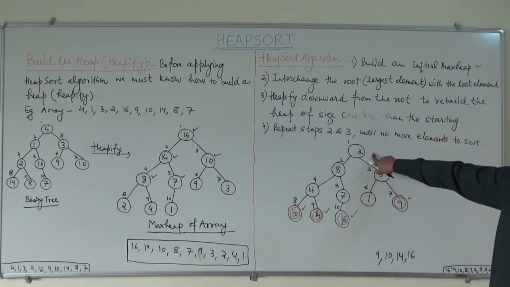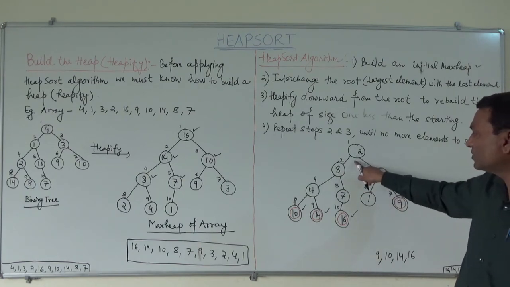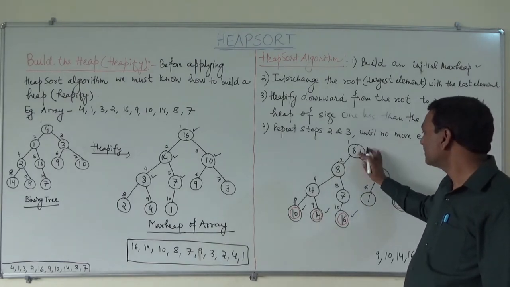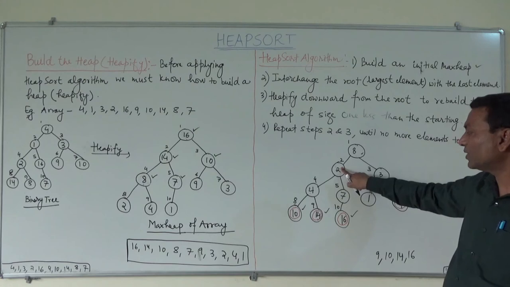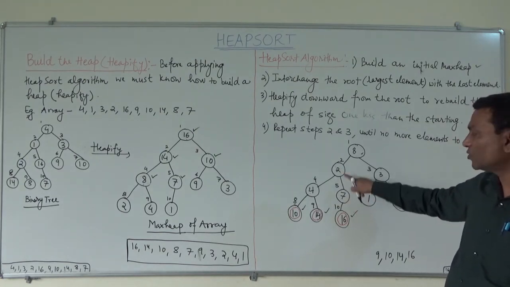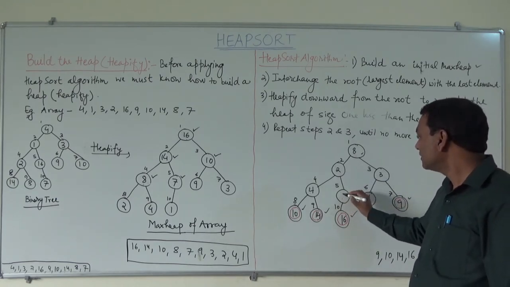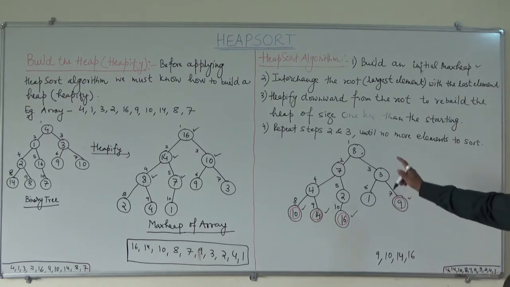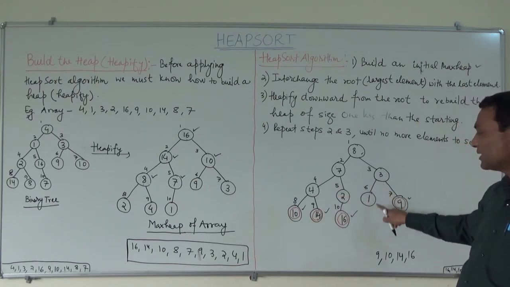Now again, because this is not the max heap, again we will build a heap because 2 is less than 8 and 3. So 2 and 8 will be interchanged. So here we will write 8 and this will be 2. Now 2 is less than 7. So 2 and 7 should be interchanged. So this will be 2 and this will be 7. Now we can check all the parents. 8 is greater than 7 and 3. 7 is greater than 4 and 2. 3 is greater than 1.